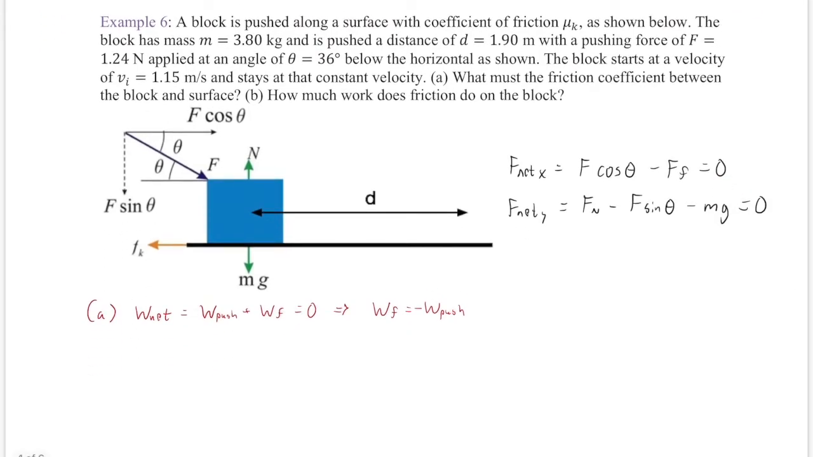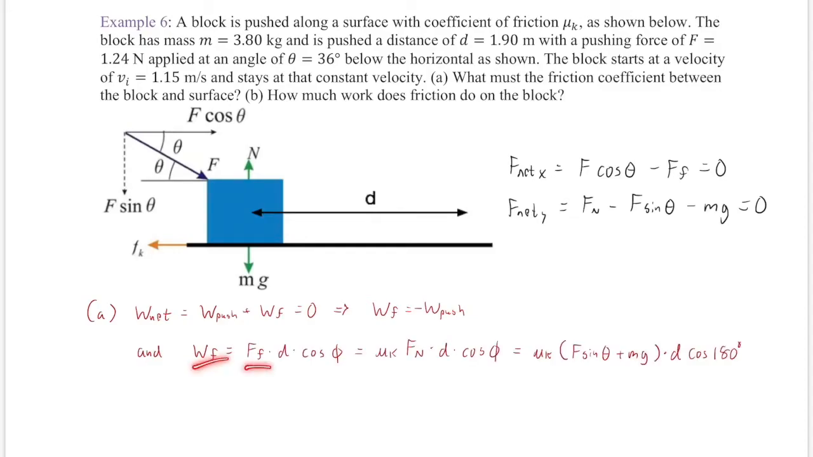Okay, so here we have our net work. All right, so it's going to be pushing force plus the work done by friction. It's 0 here, again because no acceleration, thus no change in velocity, thus no change in kinetic energy. So net work is equal to 0. That means that the work done by friction is just equal to the negative of the work done by the pushing force. All right, so then the work done by friction is the force of friction times displacement times cosine of the angle between the two. It's called phi here.